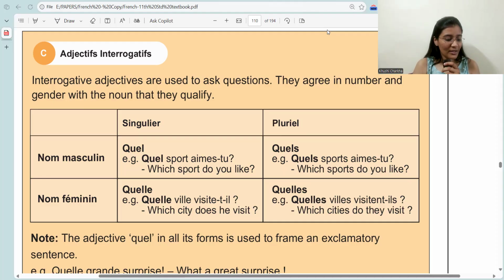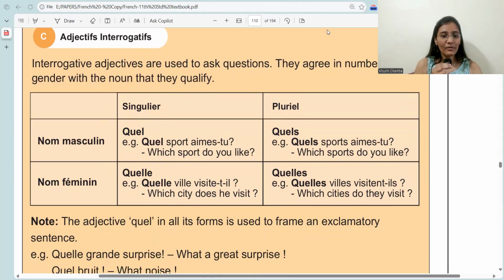Now let us look into the examples. So what do we have? In masculine singular we have: Quel sport aimes-tu? Which sport do you like? The noun sport is masculine and singular. Hence we have used QUEL.